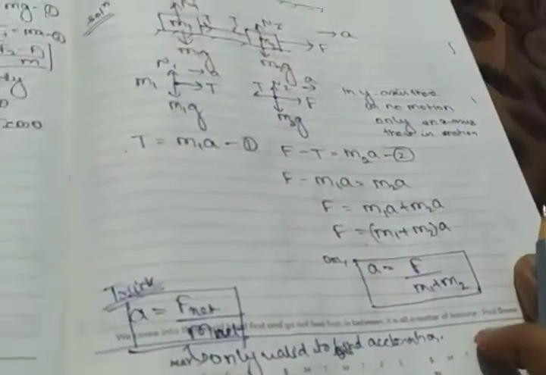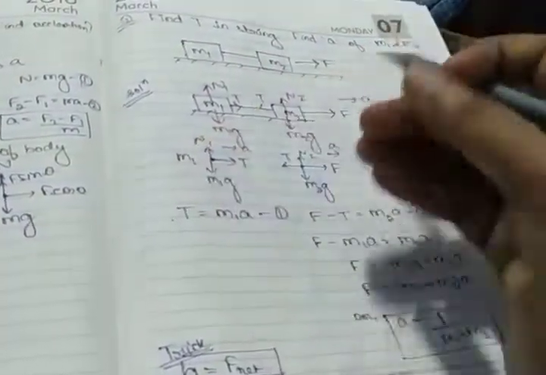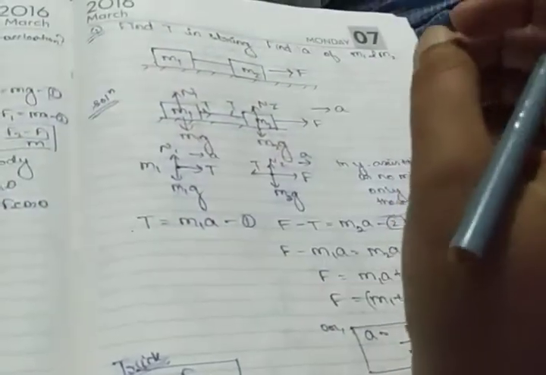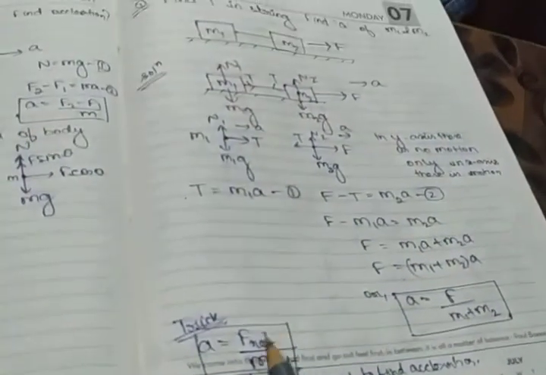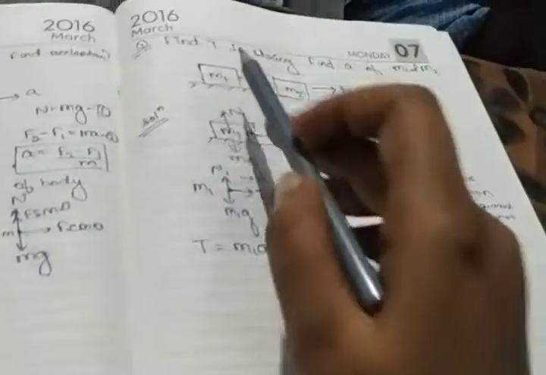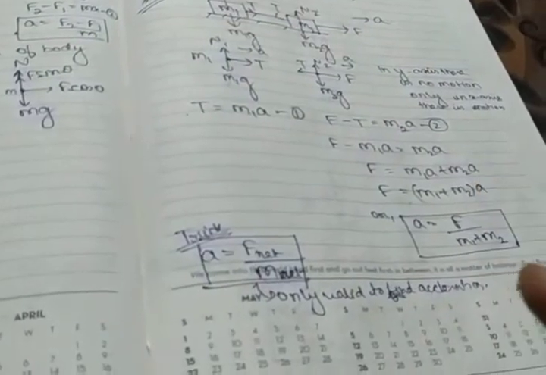A shortcut is also there for it. If there are two masses and it is given like this, and I want to find directly the acceleration, not the tension, I can do it. There is no shortcut for finding the tension. A equals F net upon M net. F net, whatever is given we write, and M net is M1 plus M2. So A equals F upon M1 plus M2. In this way we can do it.